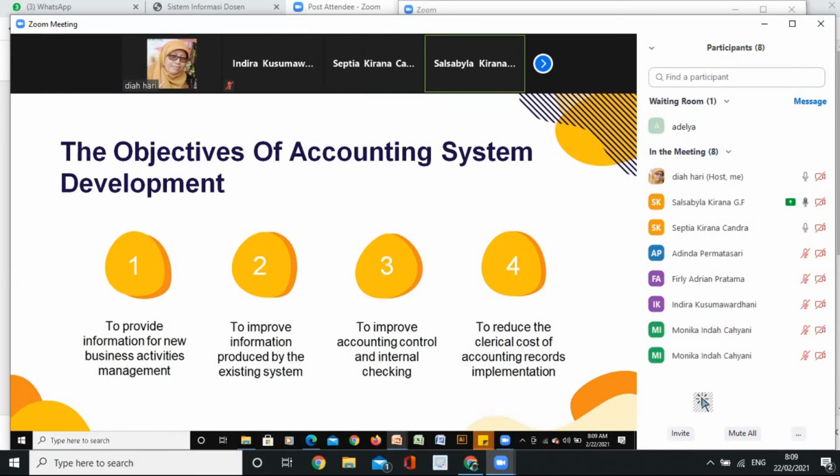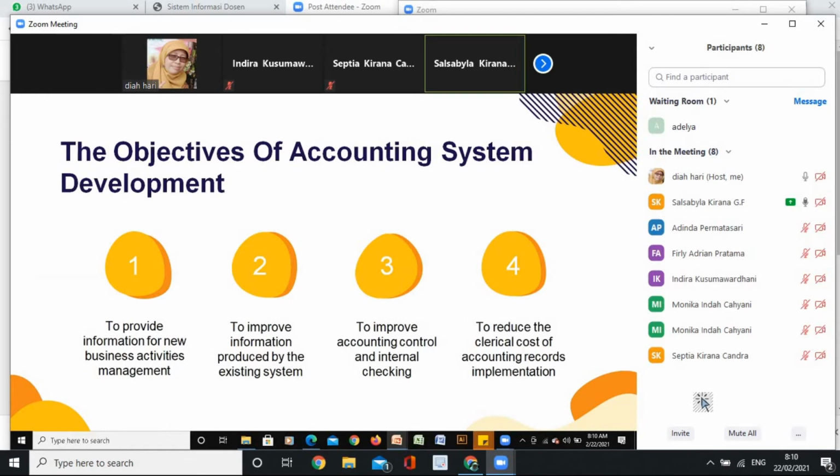About the objectives of accounting system development. So, accounting system is developed to reach goals. There are 4 goals. The first is to provide information for new business activities management. The second is to improve information produced by the existing system. The third is to improve accounting control and internal checking. And the fourth is to reduce the clerical cost of accounting record implementation.